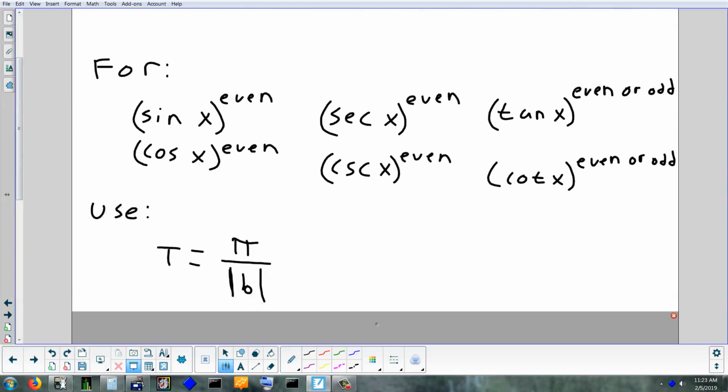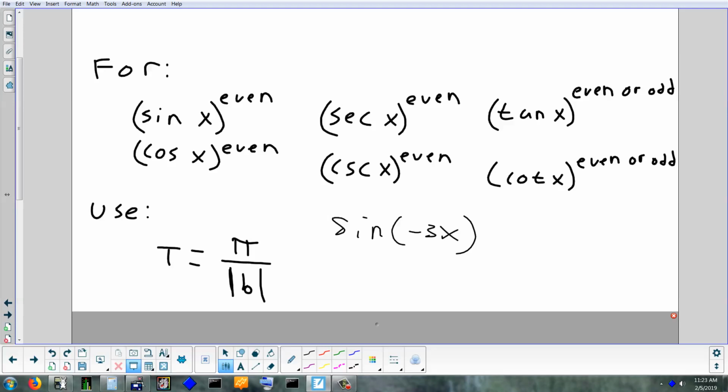Now, I put absolute values around the b because if you had something like this, you wouldn't want to plug in -3. Because the period is a length. It doesn't make sense to have something that's negative length. So you take whatever the number in front of x is, make it positive if you need to, and then plug it into the formula pi over b.